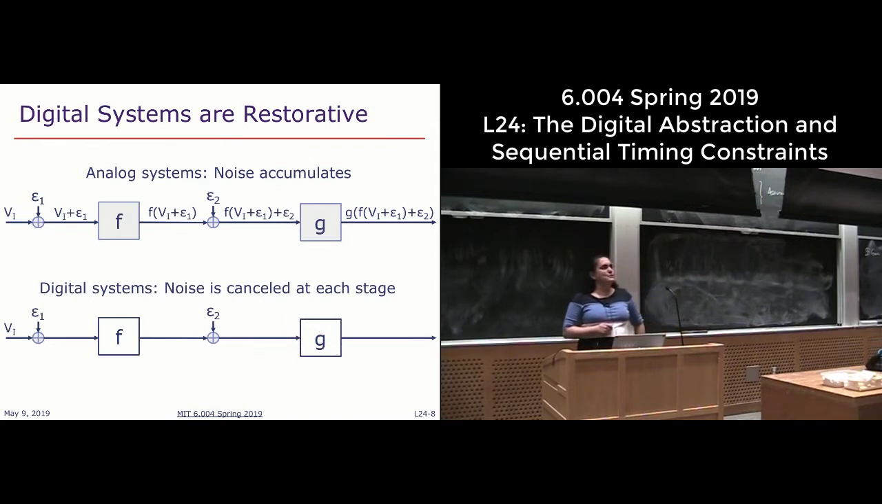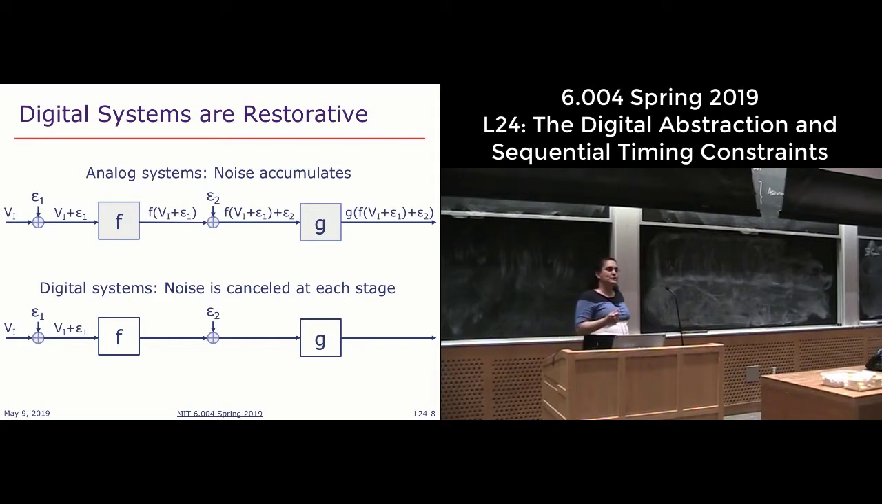So what happens in a digital system? In a digital system, the noise is canceled. Let's see how that happens. I start off just like before, where I have input voltage VI, and I add some noise to it, epsilon 1, and that's the input to F.